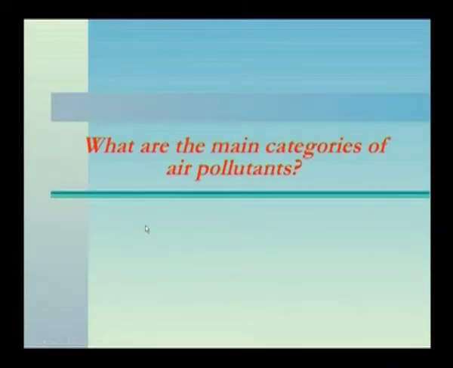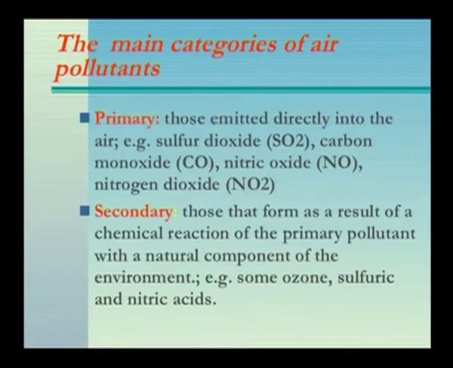What are the main categories of air pollutants? You have primary, those emitted directly into air like sulfur dioxide, carbon monoxide, nitric oxide, nitrogen dioxide. Secondary, those that form as a result of a chemical reaction of the primary pollutant with a natural component of the environment. Examples: ozone or sulfuric and nitric acids.